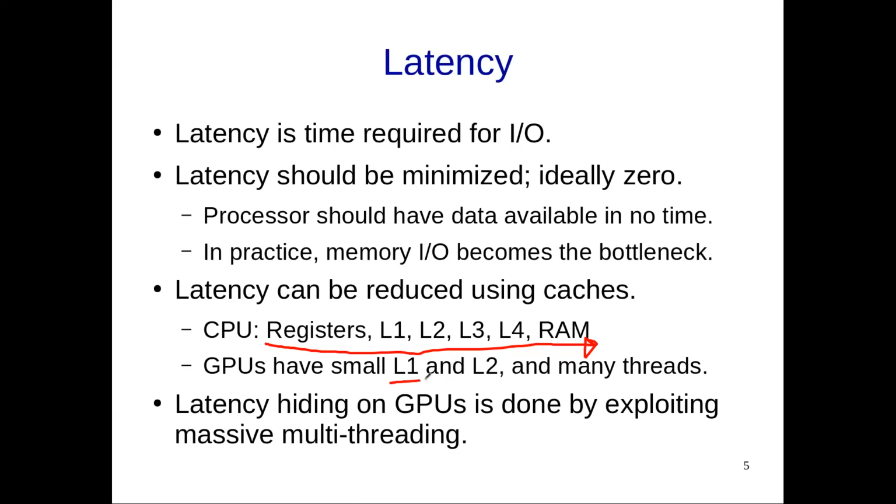GPUs have a very small amount of L1 and L2 caches and a large number of threads. Therefore, the splitting of the cake turns out to be very small amounts, a very small piece comes to individual threads or individual cores. Therefore, there is a different way of attacking this problem of hiding the latency, right? We want the latency to be ideally zero, but that doesn't always happen, but we would like to hide it as much as possible.